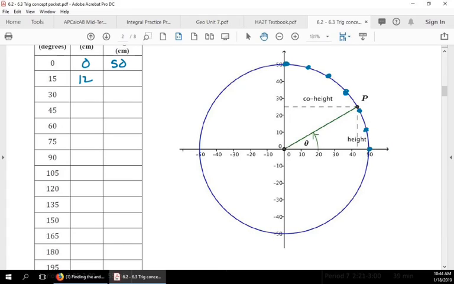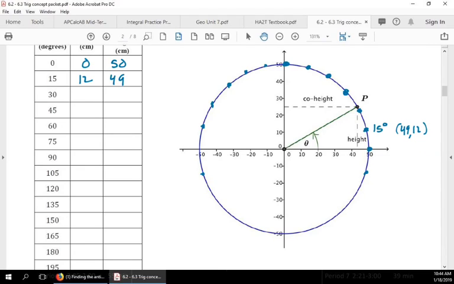So if I look at this next point, what would the height approximately be for that point? Yeah, 12 is a good guess. You could probably use a ruler to see more exactly, but 12 is good. What would you say the co-height would be? Yeah, 48 or 49, whatever. So I'm going to put 49. So that means we know the coordinates of this point, right? And so let's throw our coordinates up there. At 15 degrees, we're at 49 and 12. 49 is the co-height, and 12 is your height.